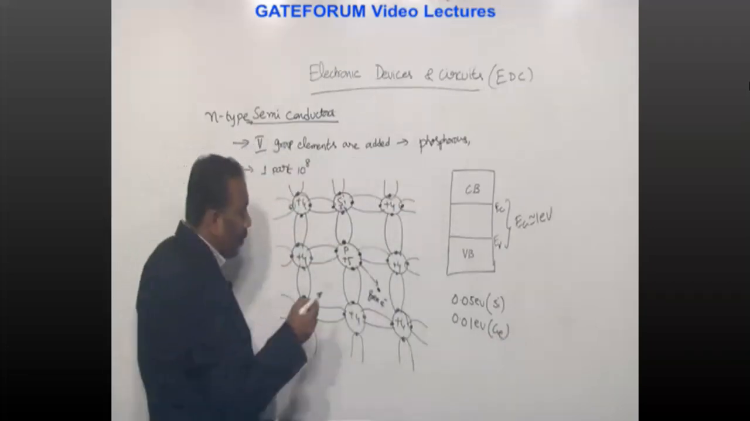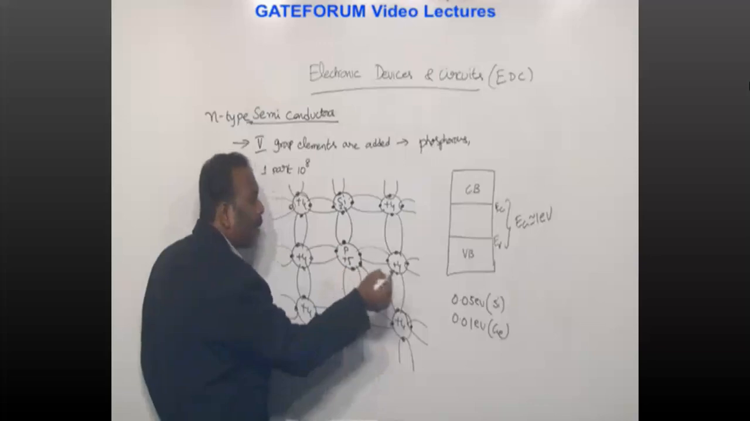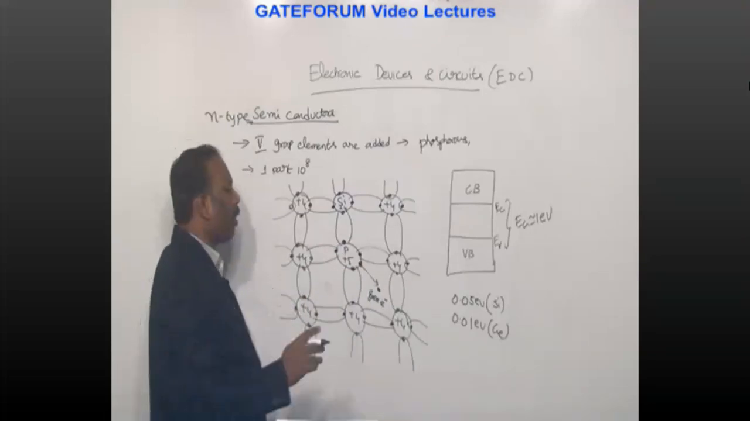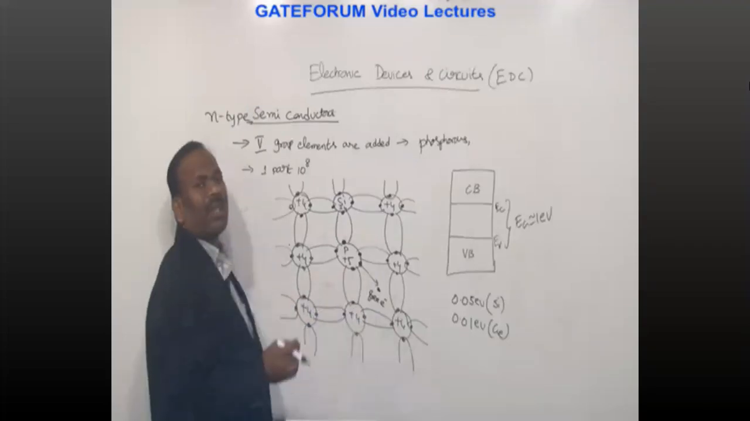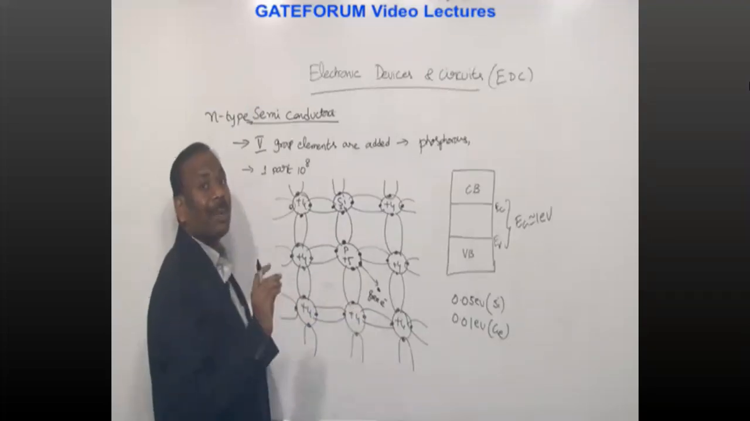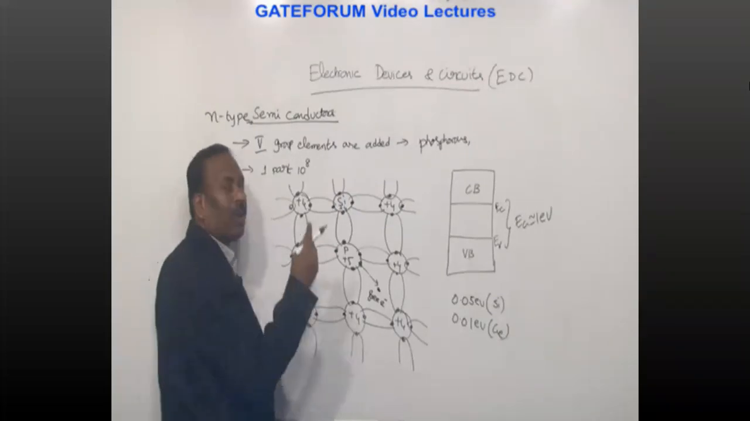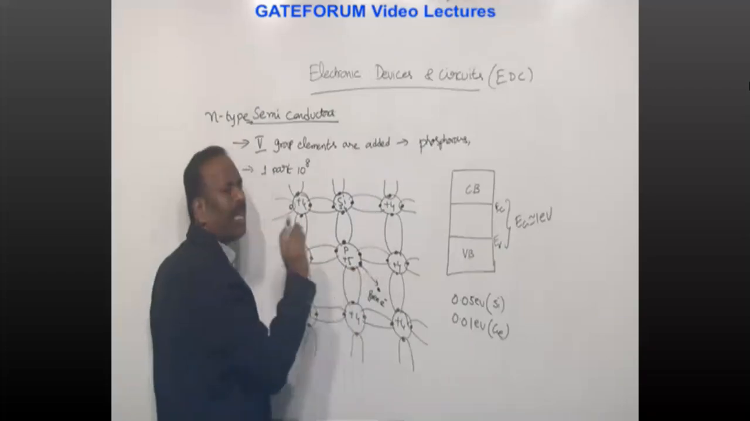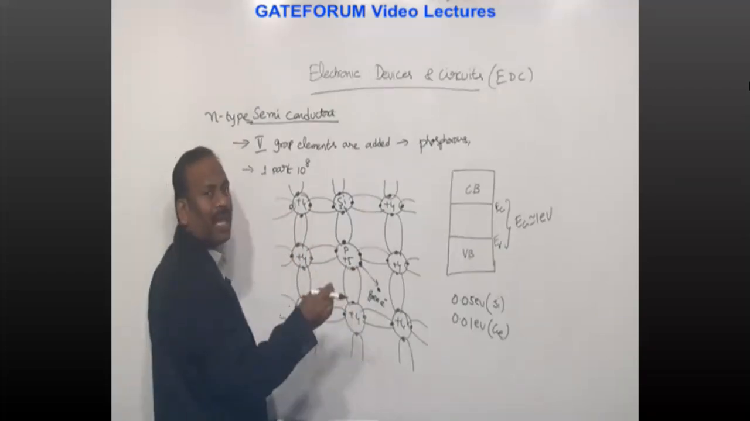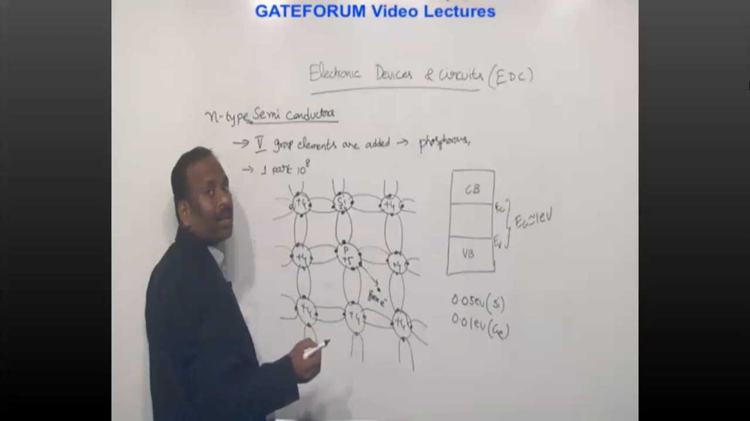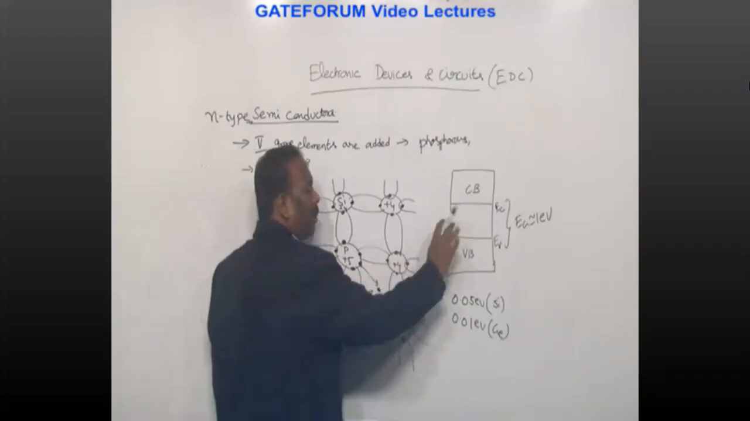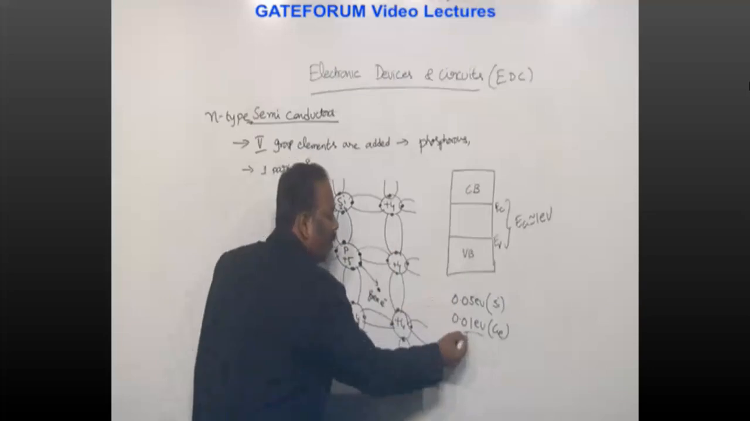Now what is the meaning of that? If you give this valence electron approximately 0.05 electron volt, it becomes a free electron if it is silicon. If it is germanium, only 0.01 electron volt is sufficient, which is easily obtained. Therefore, there is no need to go to room temperature; at a very small temperature, nearer to 0 degree Kelvin, this electron acquires the energy and becomes a free electron.